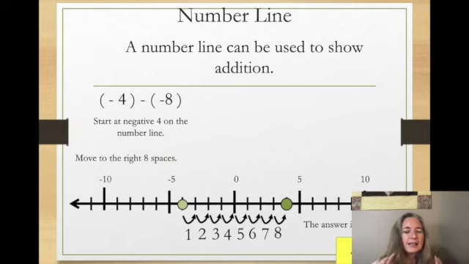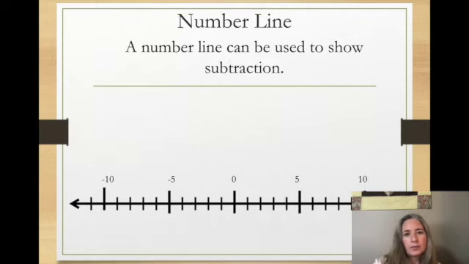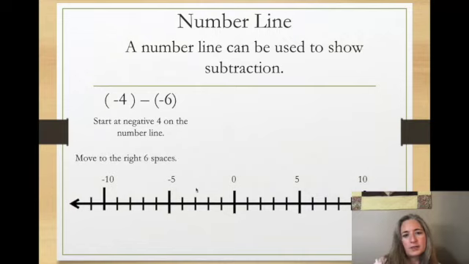So basically, the key piece is to always watch when you have those negatives. They have to be right next to each other like this, and then they cancel each other out and really just become a positive. So try this one. So again, you start at negative 4. And so we would start here, and then those double negatives mean that we are moving, or a minus a negative means we're moving to the right 6. So 1, 2, 3, 4, 5, 6. And our answer would be 2.